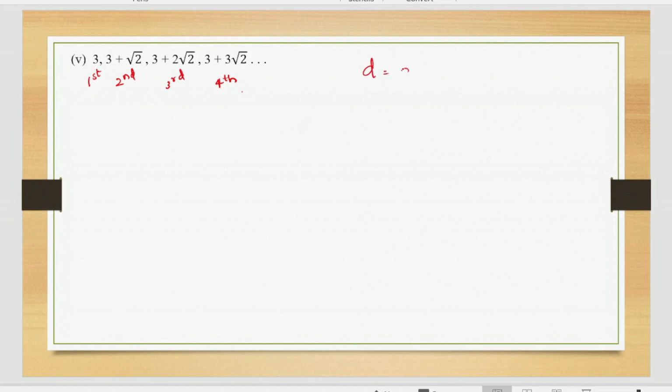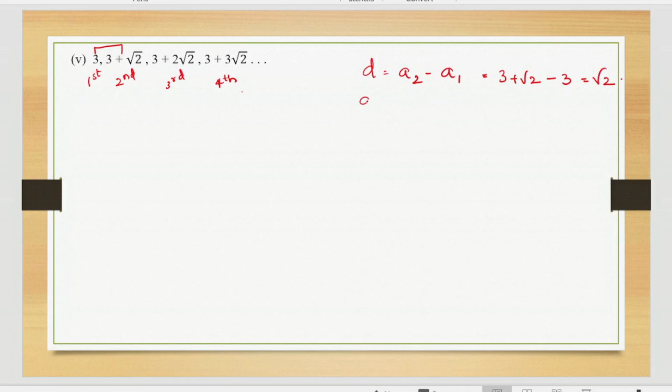So d is equal to a2 minus a1. So this is the common difference for the first two terms. Okay. So a2 is 3 plus root 2, which is the second term, minus a1, which is 3. So here 3 and minus 3 will get cancelled. So you will have root 2.